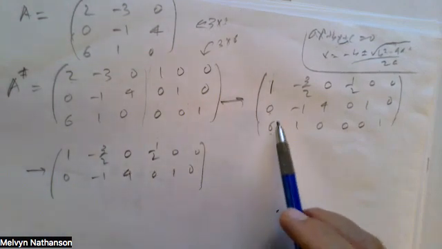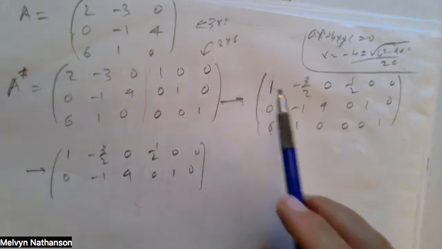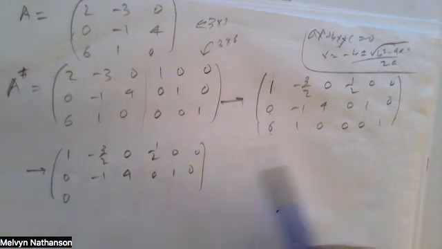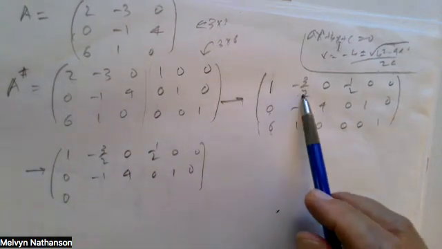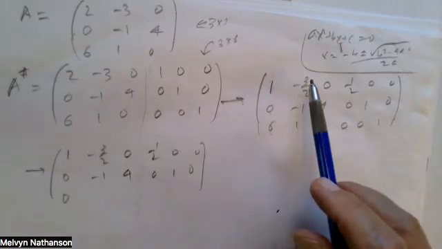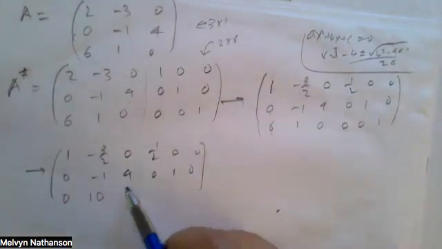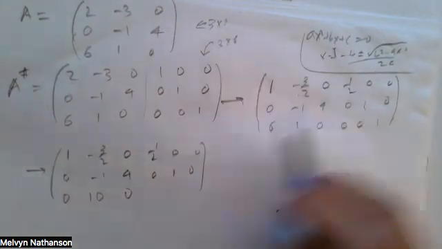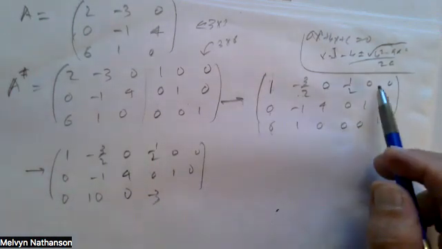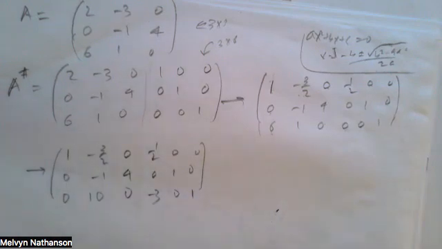But I want a 0 here, so I subtract 6 times the first row. 6 minus 6 is 0. Minus 6 times minus 3/2 is 6 times 3/2 is 9. 9 plus 1 is 10. Minus 6 times 0 plus 0 is 0. Minus 6 times a half is minus 3 plus 0. 0 plus 0 is 0. 0 plus 1 is 1. So this is my matrix.